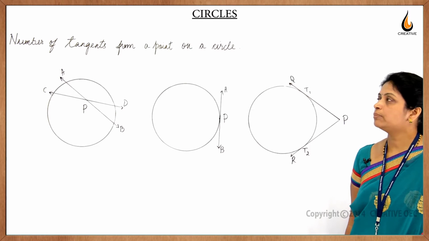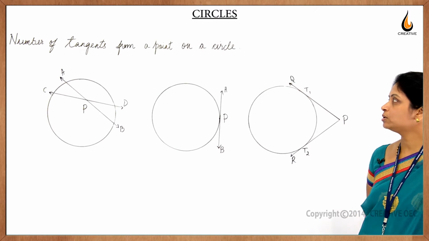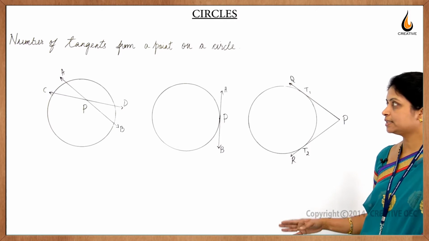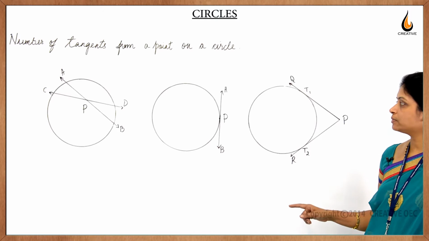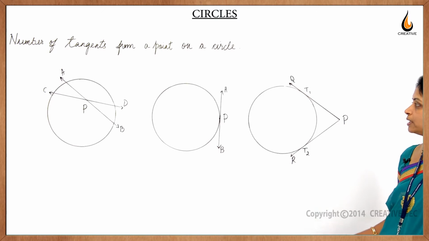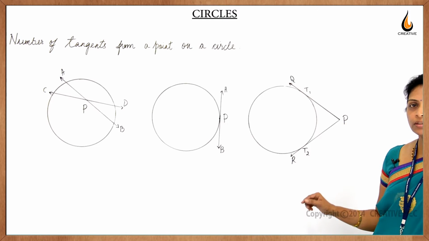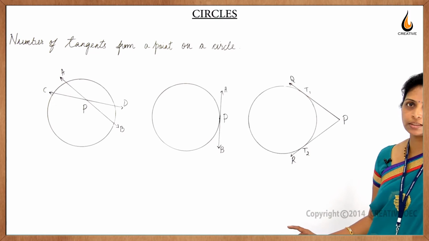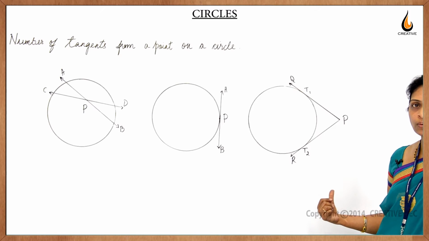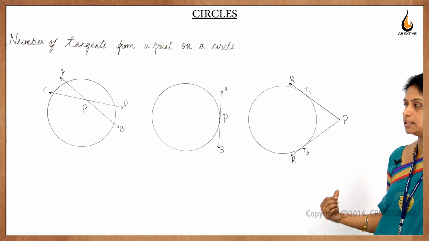Now, to find the number of tangents that can be drawn to a circle from a point. For this, we will consider three cases. One case when the point P lies inside the circle, one case when the point P lies on the circle, that is on the circumference of the circle, and the third case is when the point P is outside the circle.